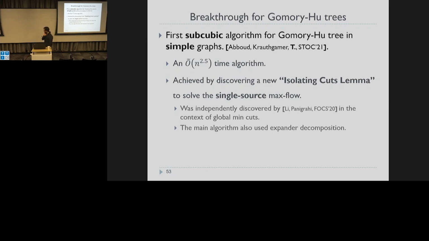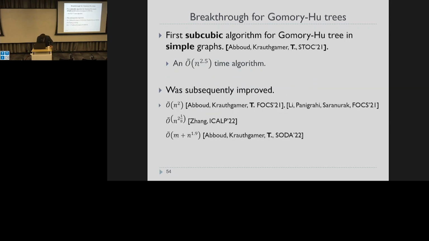This lemma was independently discovered by another group, but in a different context of global minimum cuts. Just the lemma, or I'm curious, were they also looking at fine-grained complexity, or did they have completely different motivations? They had no fine-grained complexity as far as I'm aware of, just global minimum cuts. And this is just the lemma, not the algorithm. Yes, just a specific lemma that has proved quite useful. I'm going to talk a little bit about it if I have the time. We have 10 minutes. Okay.